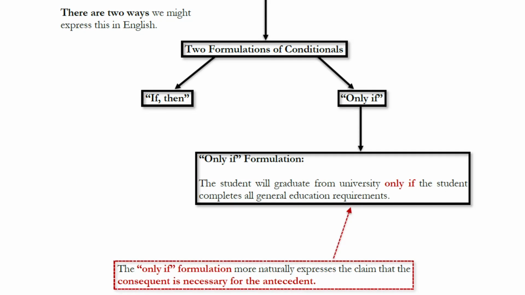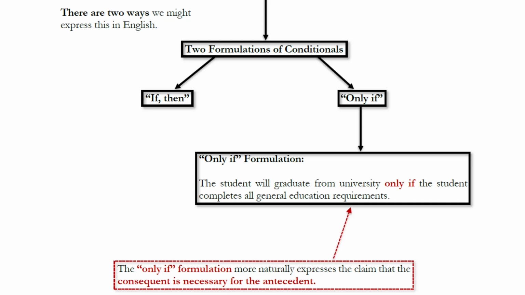Now let's consider a second English formulation that expresses the same logical meaning, but in a different way. Consider a formulation of this conditional as an only if statement. The student will graduate from university only if the student completes all general education requirements. In this case, the antecedent of the conditional comes before the only if, and the consequent comes after the only if.